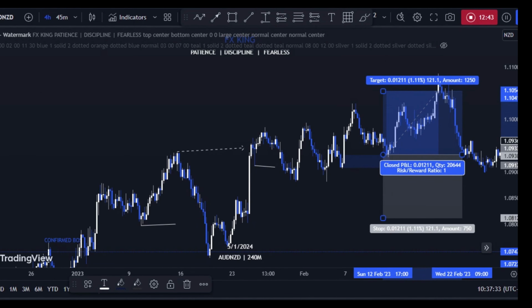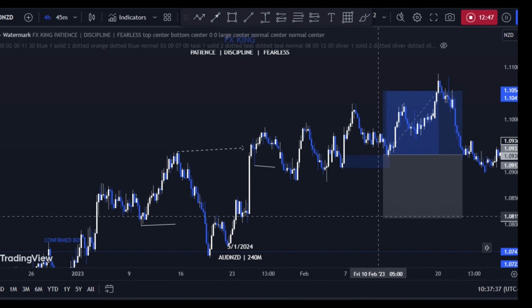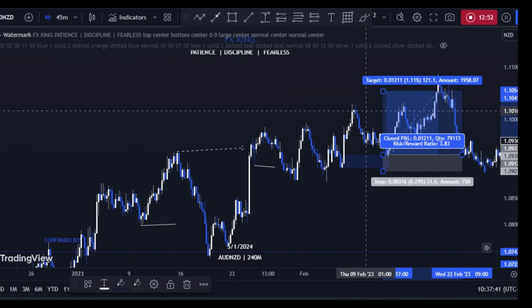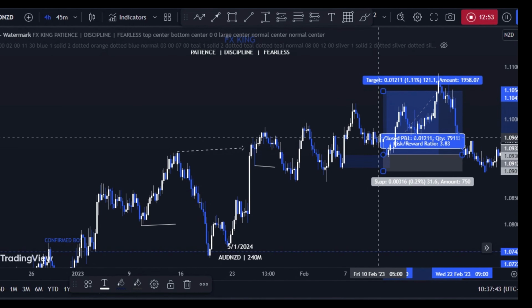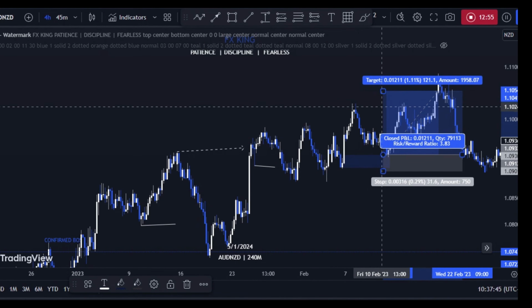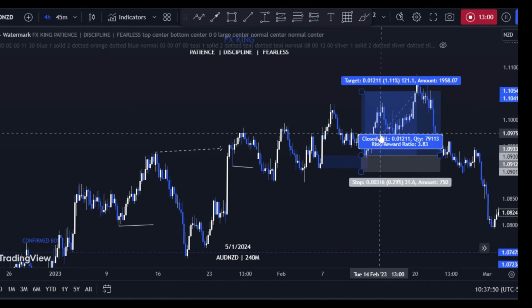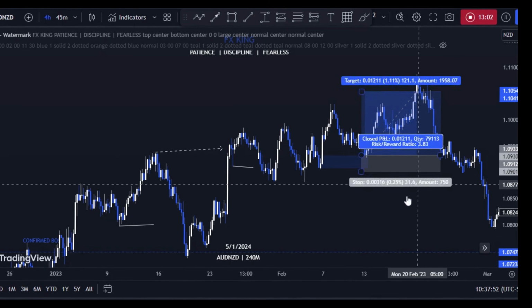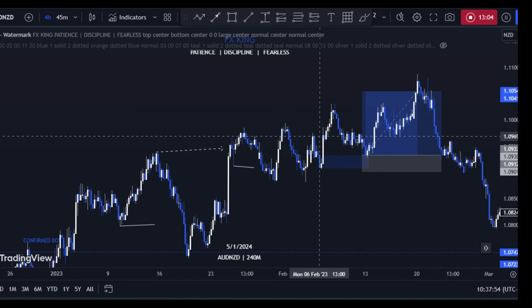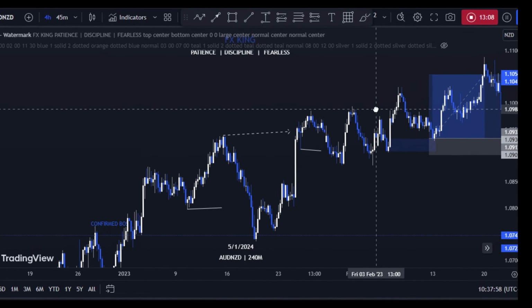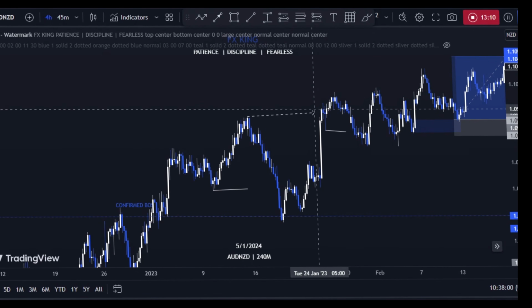You have something like this, and you target this. That's around 1:3, so that's a good risk to reward at least. Targeting that, you could have seen that you would have made some extra 1:3 there.